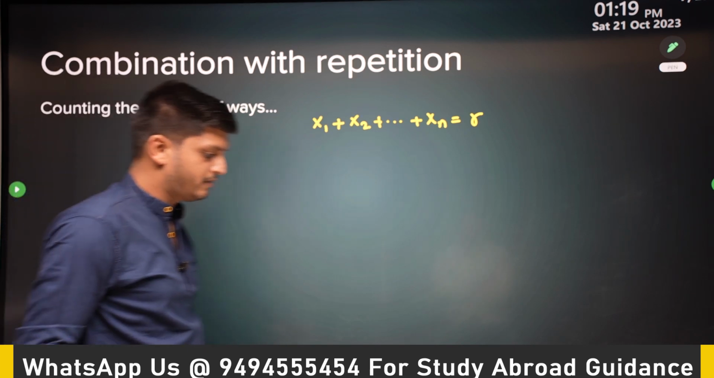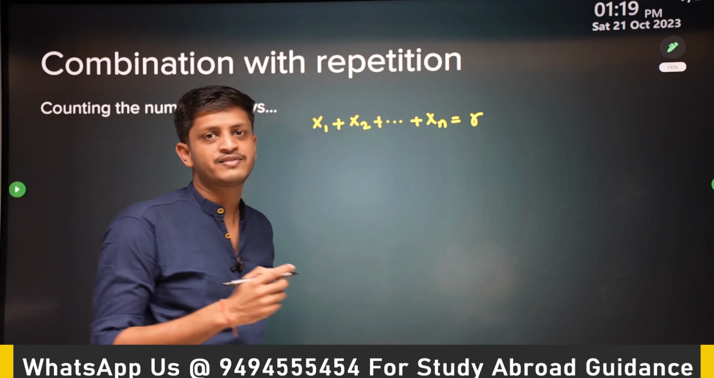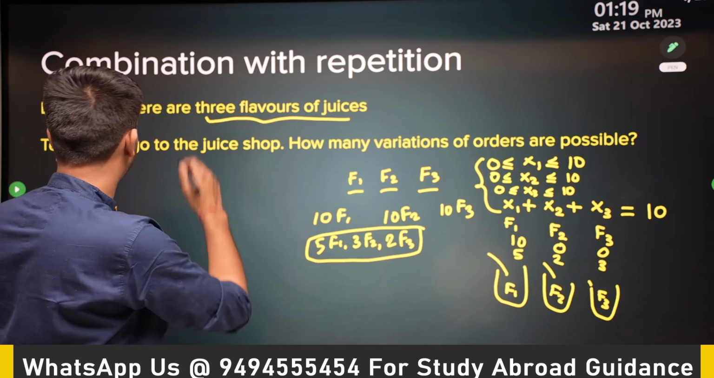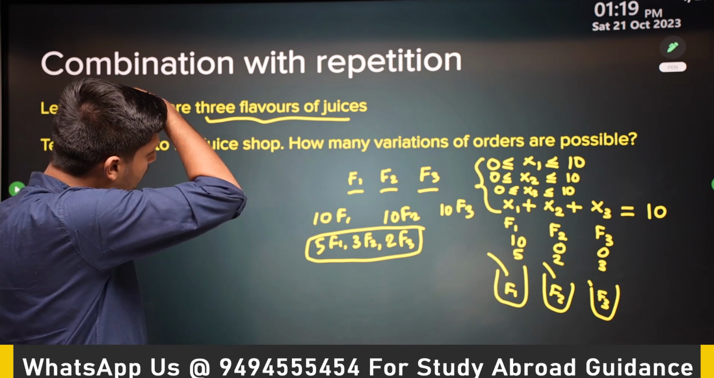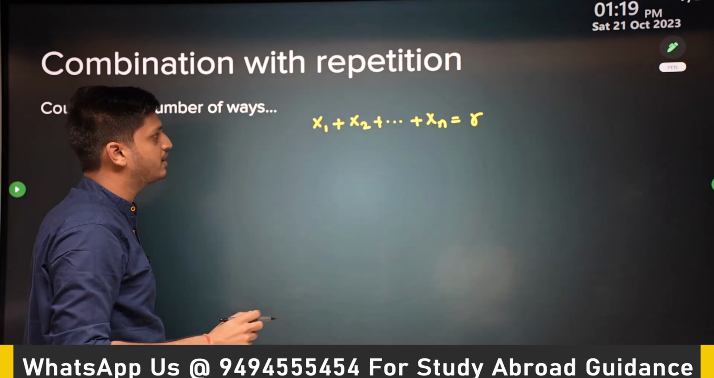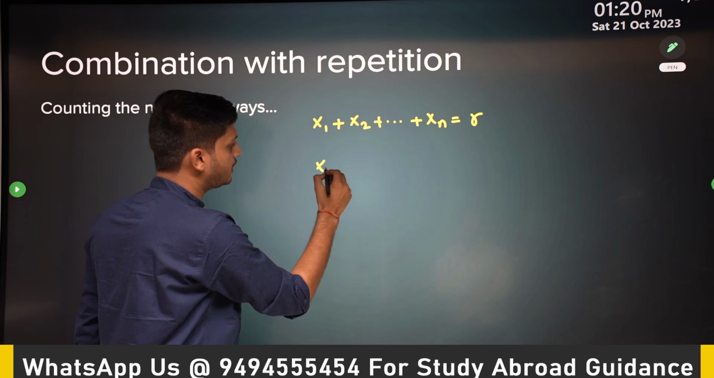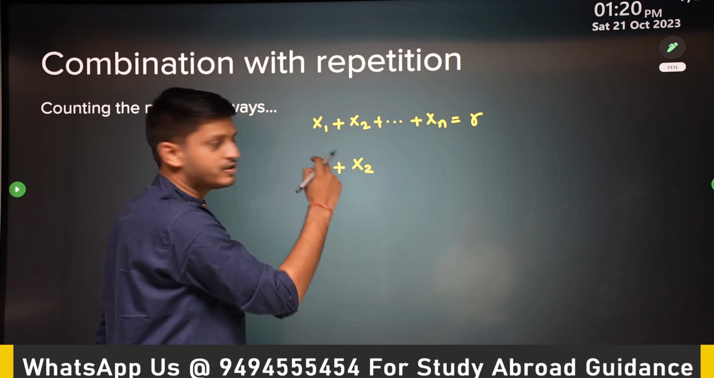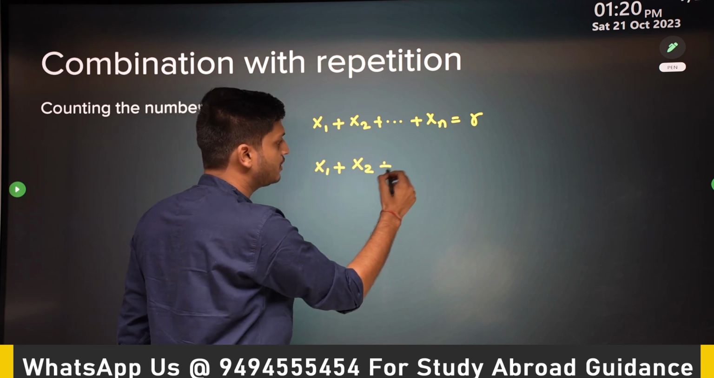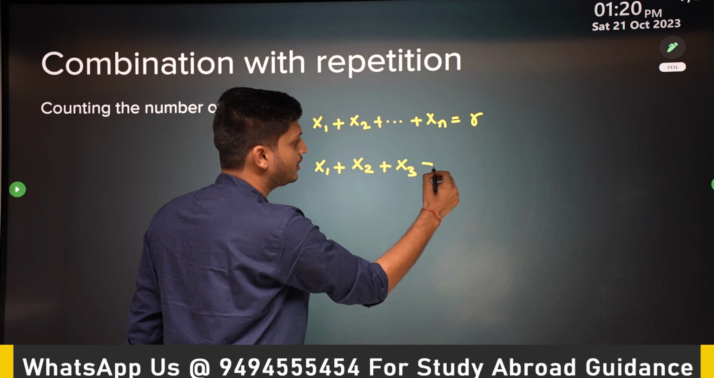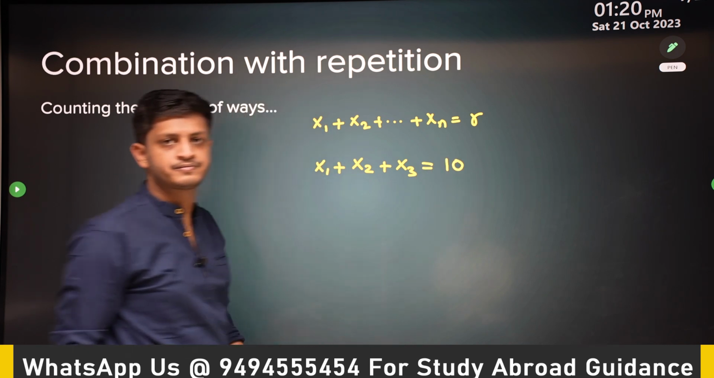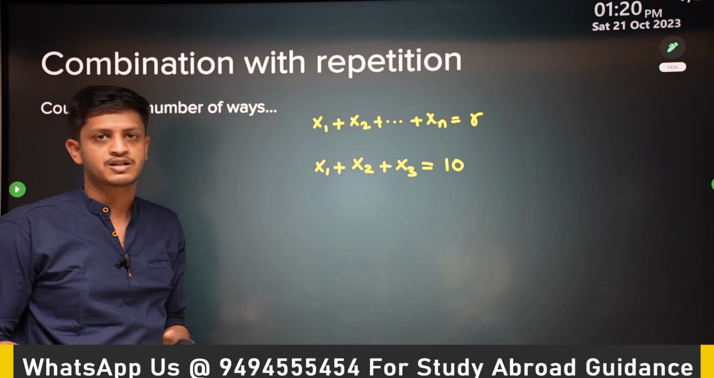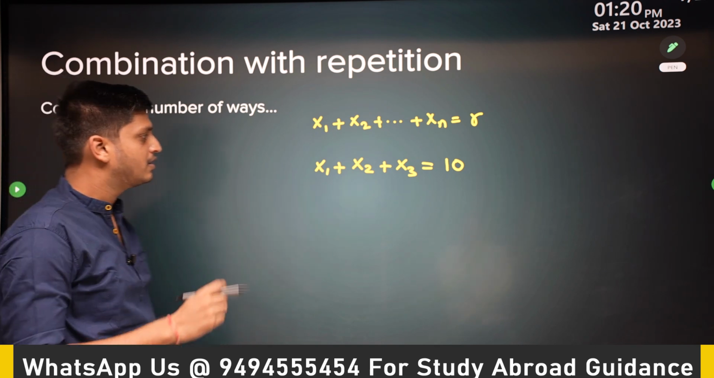So how will we do that? We shall derive this using an example. 10 friends go to a shop and there were 3 flavors of juices. So here the equation was: for flavor 1 there were x1 juices, for flavor 2 there were x2 juices, and for flavor 3 there were x3 juices, and we have to distribute it to 10 people. So we have to find the number of solutions to this equation. So how will we do that?